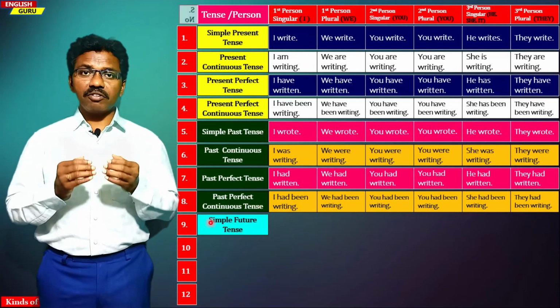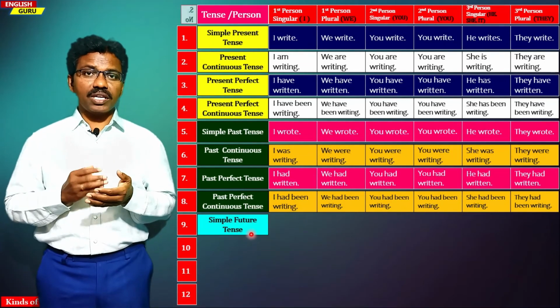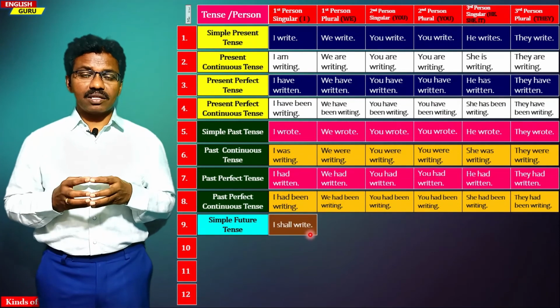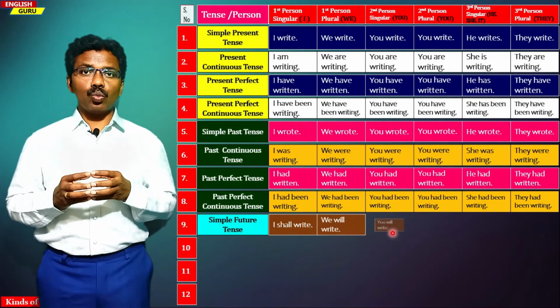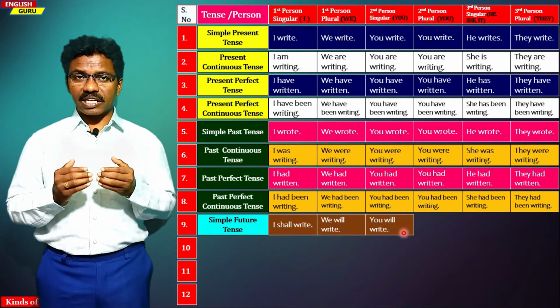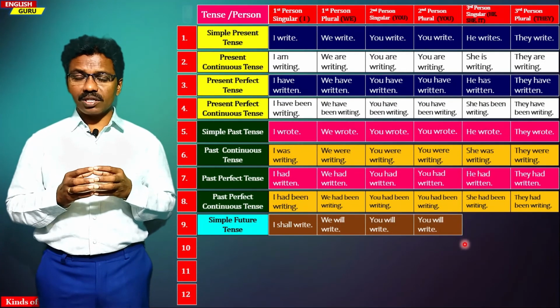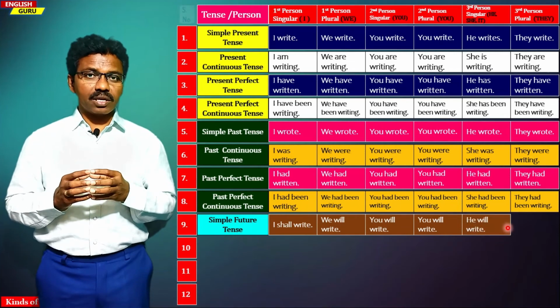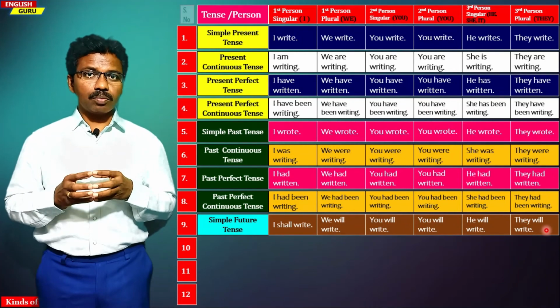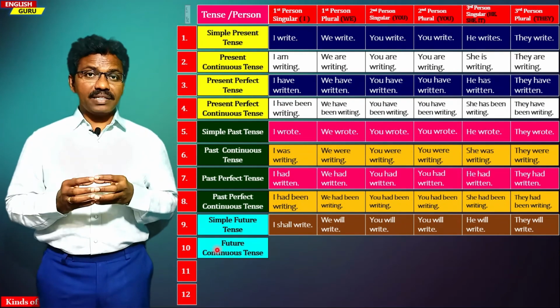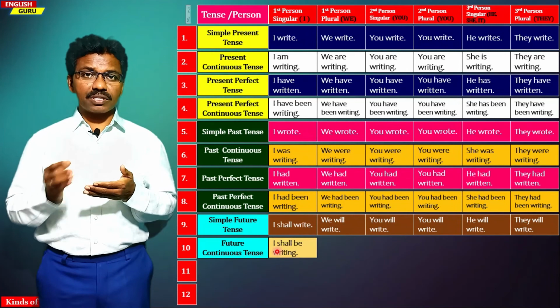Now let us start the future tense. And the ninth one is simple future tense. The first person singular is I will write. Plural, we will write. And second person singular, you will write. Plural, you will write. And third person singular, he, she, it will write. Plural, they will write. And the 10th one, future continuous tense.